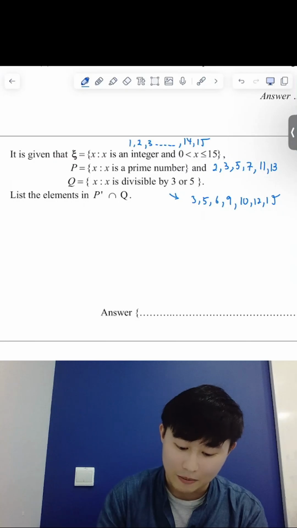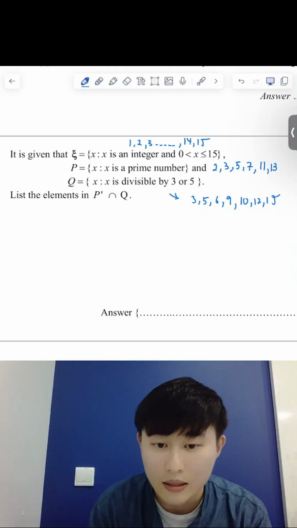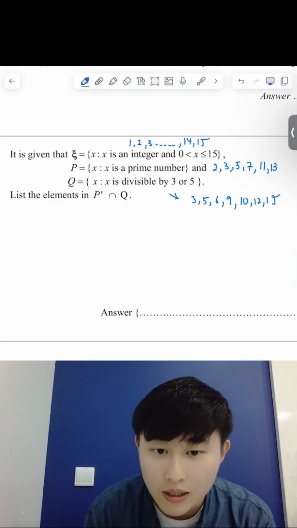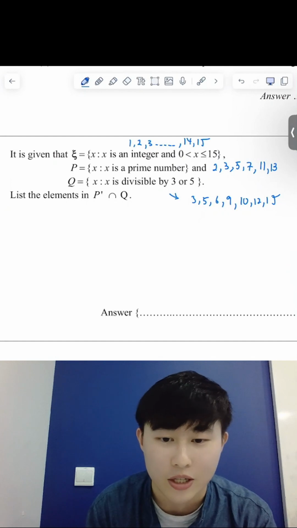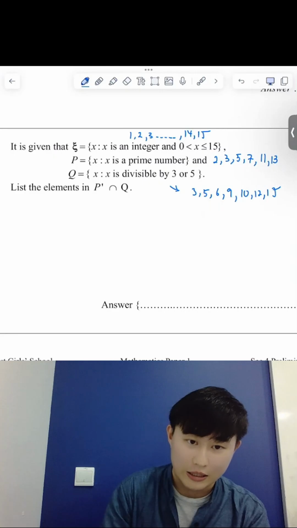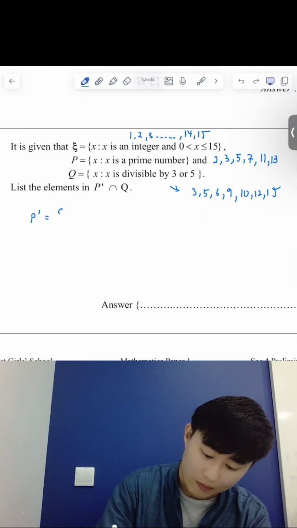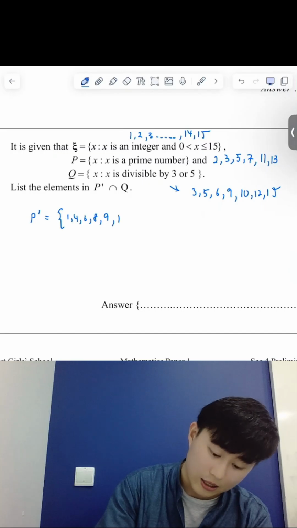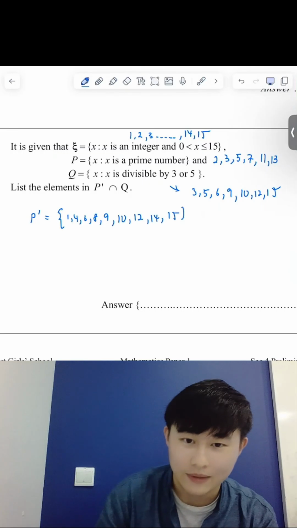So list the elements in P prime intersect Q. Not linear but graph question. I need to see if I have a graph question here because I don't know what question is coming up next. So P prime intersect Q. If you list out your values, P prime is actually just all the numbers that are not prime. So I'm gonna write it out first. 1, 4, 6, 8, 9, 10, 12, 14. Oh, coordinate geometry. Is it?